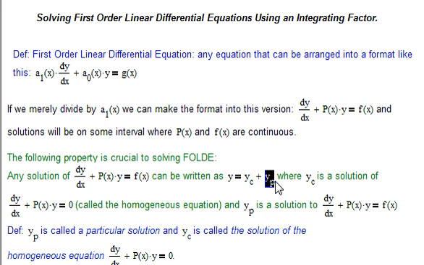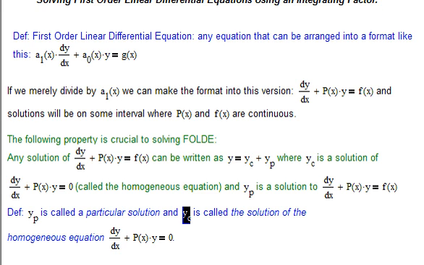So we could say a particular solution, and the part of the solution that makes it the general solution in a way. So yc is the solution of the homogeneous equation, dy/dx plus p(x) y equals 0, and yp is the particular solution, and our solutions y will be of that form: a solution of the homogeneous equation plus a particular solution of the equation.